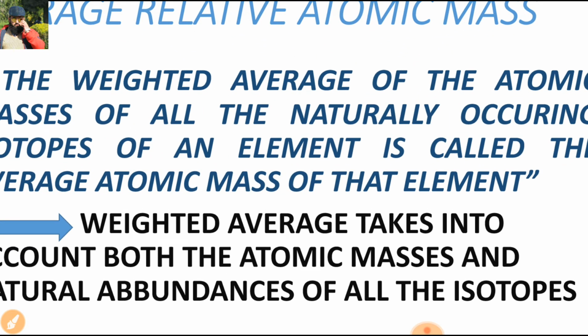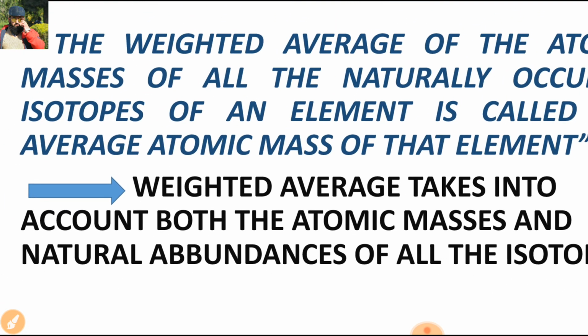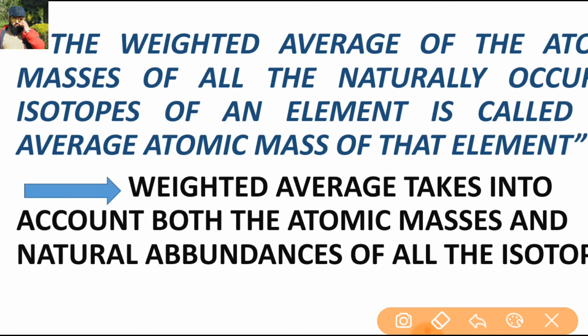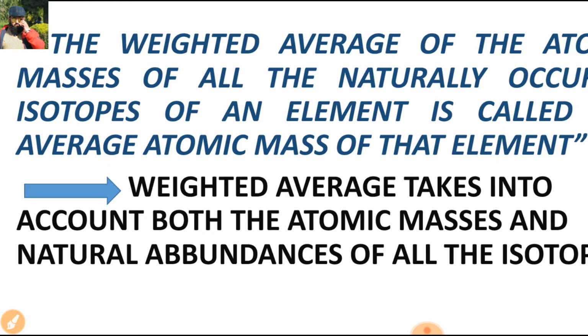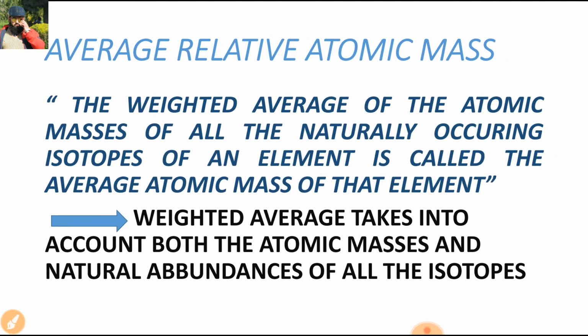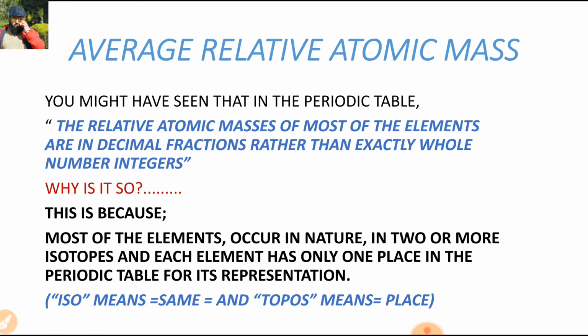Weighted average means that it is an average that takes into account both the atomic masses of the isotopes and their natural abundance. So this is the definition. Here you can see the weighted average of the atomic masses of all the naturally occurring isotopes of an element is called the average atomic mass of that element.